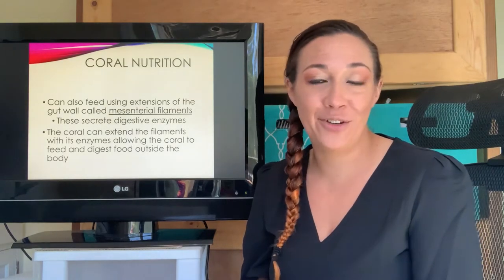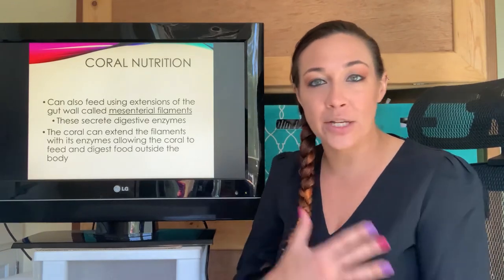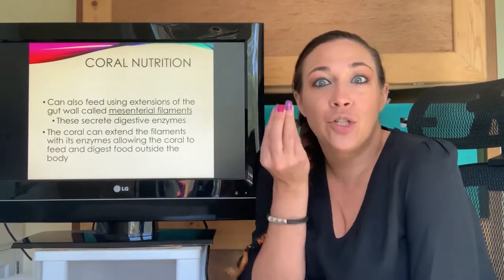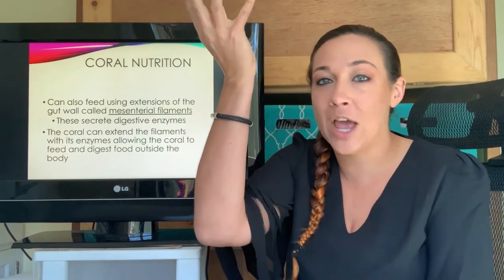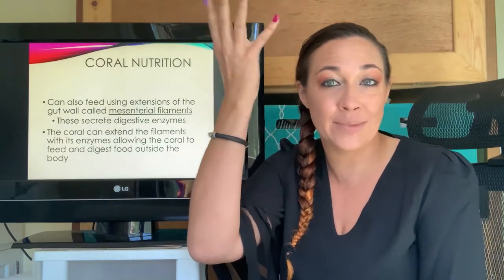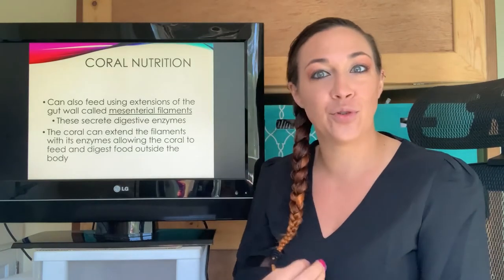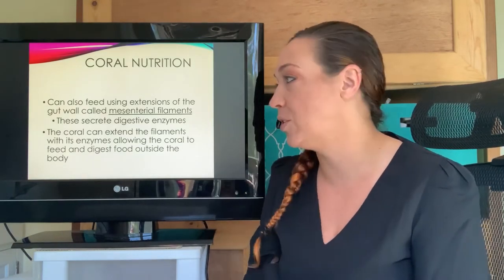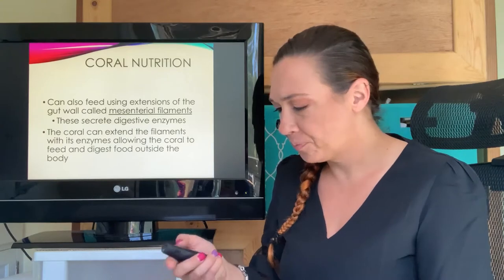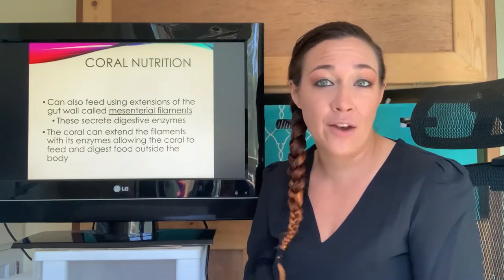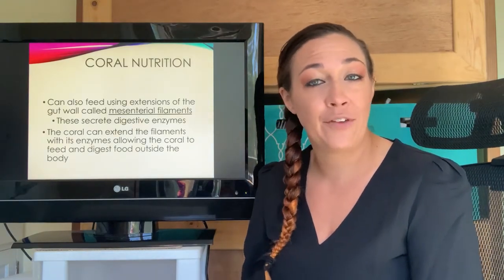We talked about the mesenterial filaments. This is, again, that little digestive system that can get extended outwards and secrete digestive enzymes that allow them to eat externally and then pull those nutrients back inside of them, just like the sea star that we talked about. So yes, the coral can feed itself with these little filaments if it absolutely has to.